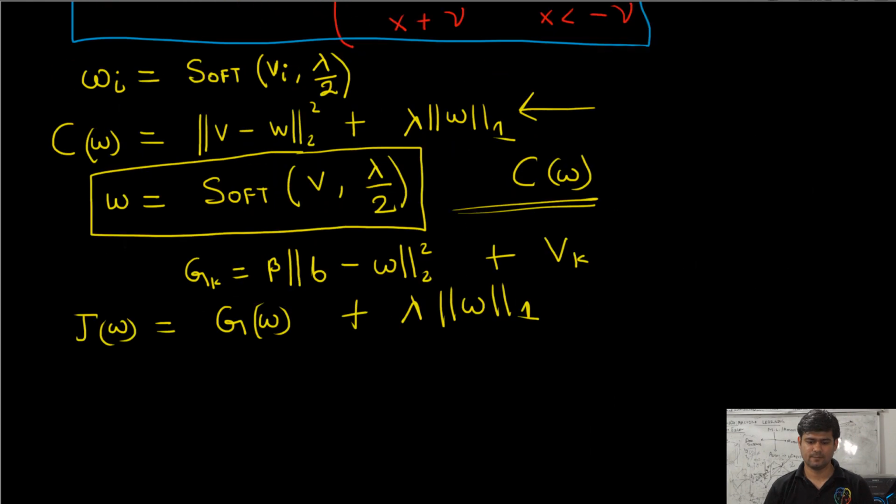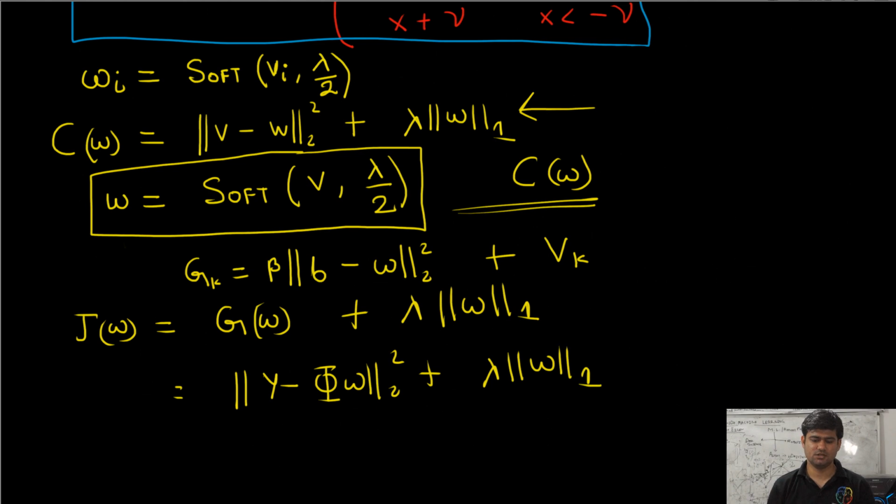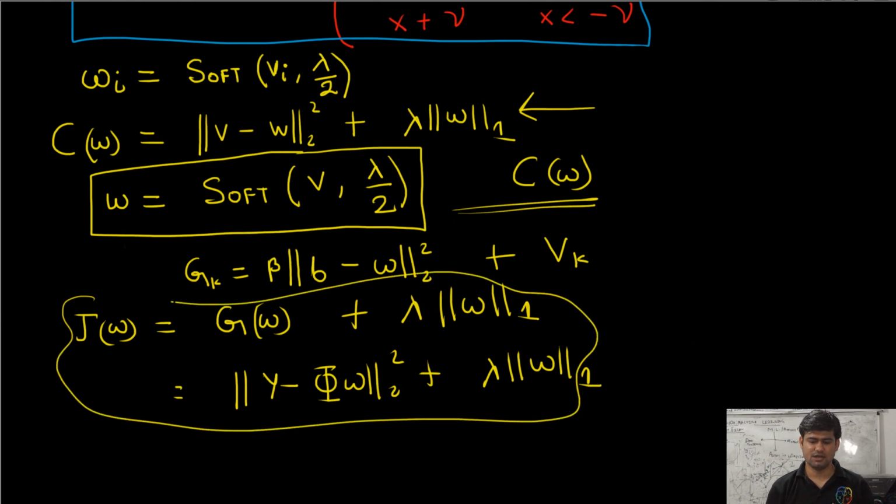So we'll now combine everything in the next lecture to see how to obtain the solution of our original loss function, which was norm of y minus phi times W squared plus lambda times L1 norm of W. So in the next lecture, we'll combine all the results to finally obtain the minimizer for this loss function, and that algorithm would be the iterative soft thresholding algorithm.